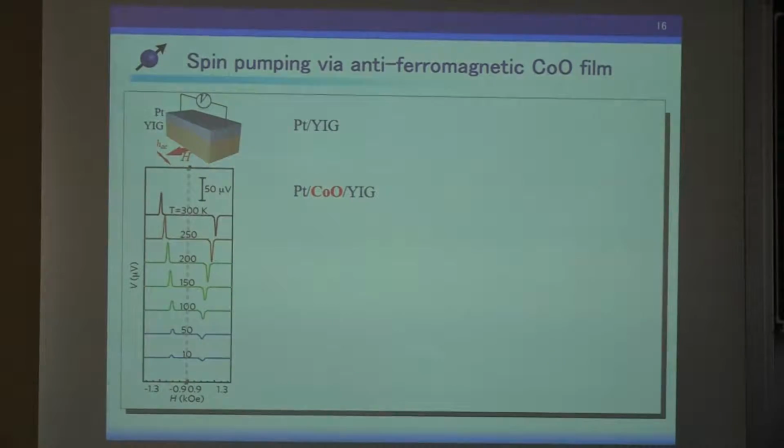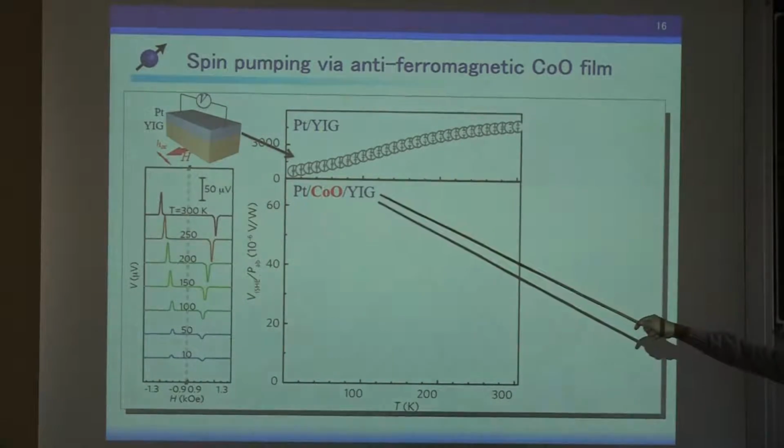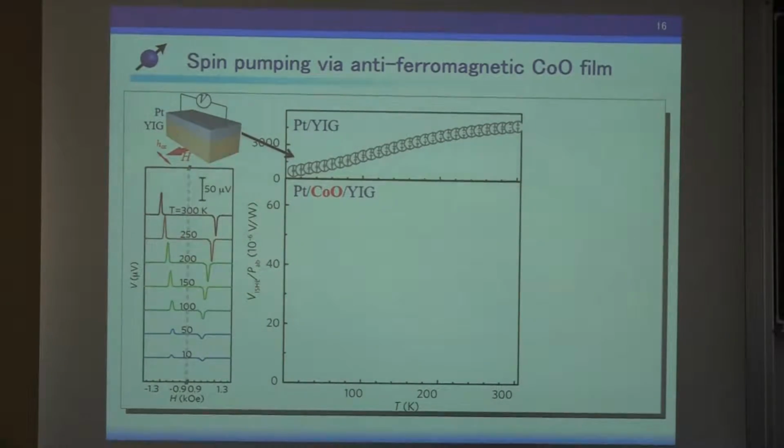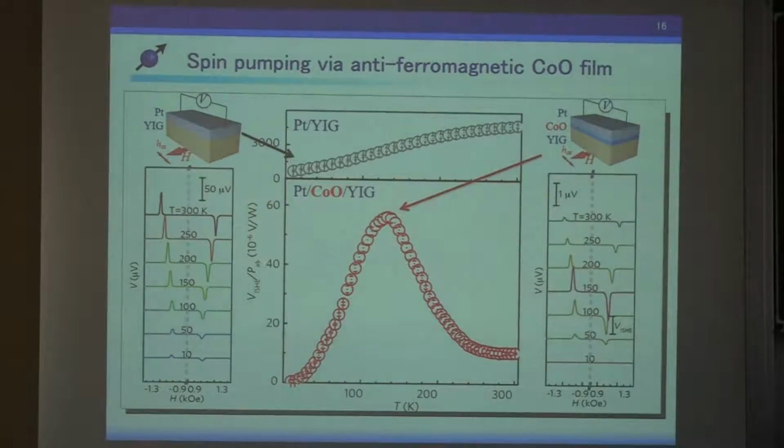Okay, so let's move on to the result. This is the spin pumping as a function of temperature without the cobalt oxide layer. The temperature dependency is monotonous. Nothing happens. So we inserted cobalt oxide. Then a sharp peak structure appears, and this peak temperature coincides with the Néel temperature of the cobalt oxide layer.